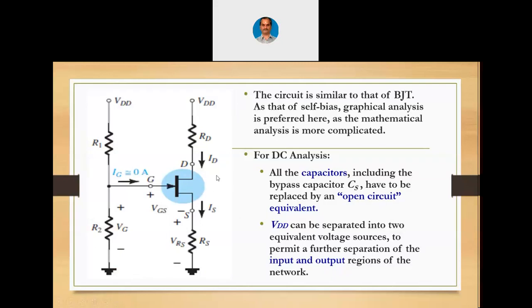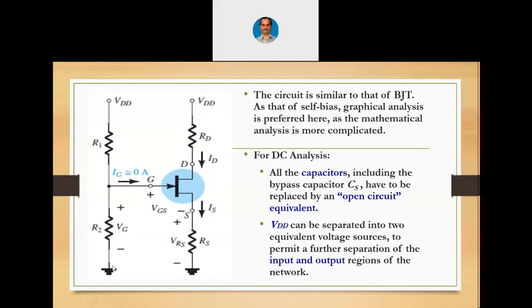Now, we can simply separate the circuit like this. If we have VDD here, R1, R2, we have VDD here, RD and RS here. So, when you look at the input side, anyhow gate current is 0 ampere. So, we can easily find out VGS now.